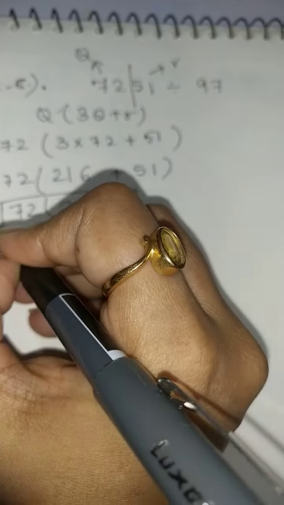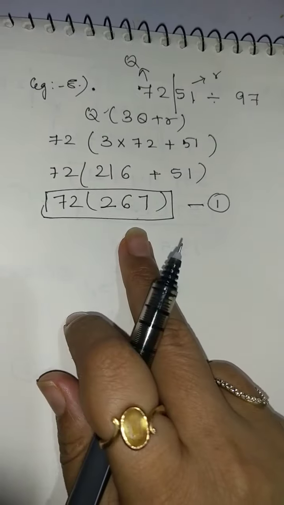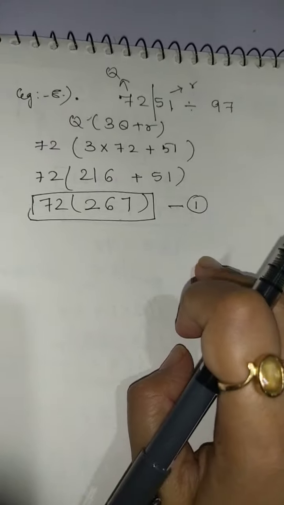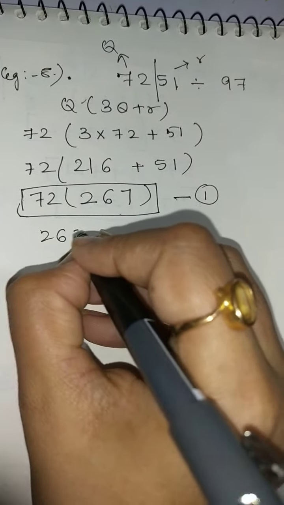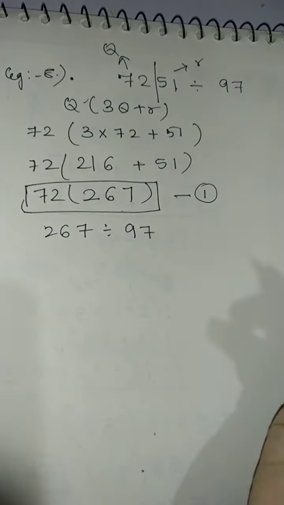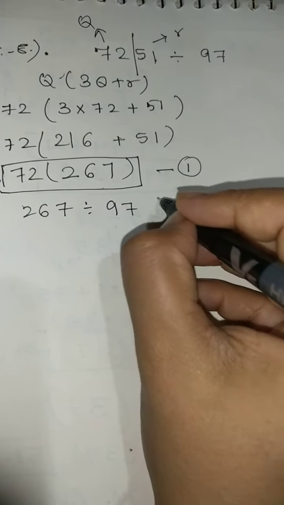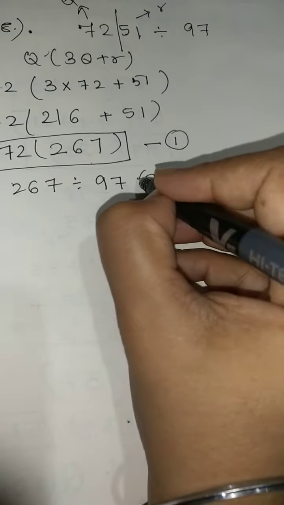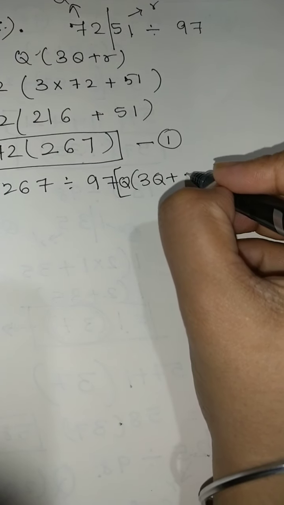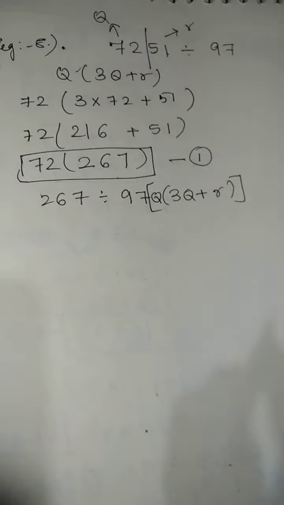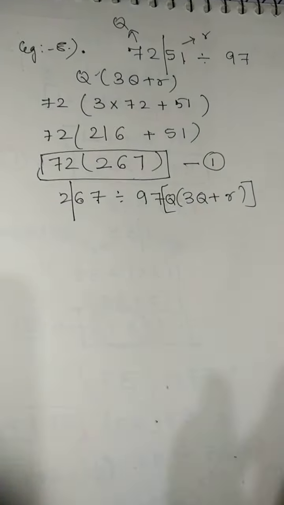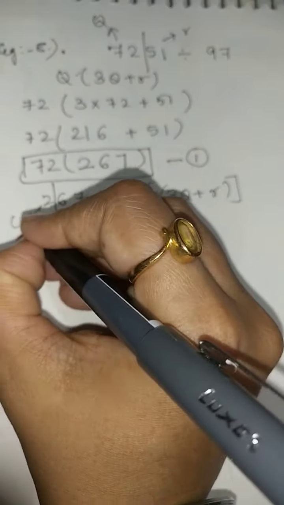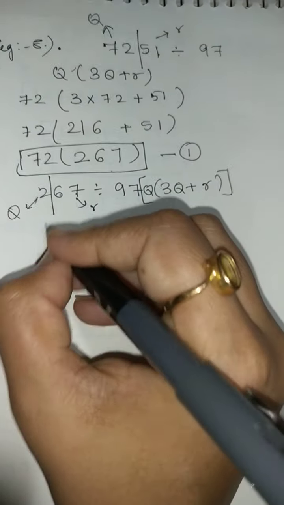So now this is bigger, right? I'm going to further divide it, but first I will put it in the table like this, and I will mark it as answer number 1. Let's further divide 267 divided by 97. Same thing, the formula 3q plus small r. I split between the tens and the hundreds. This becomes my q, 67 becomes my r.